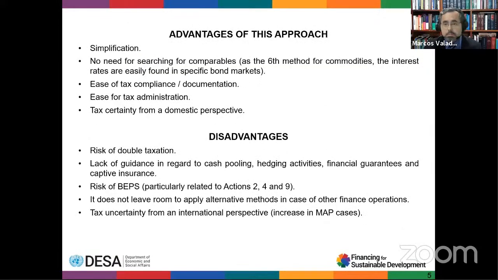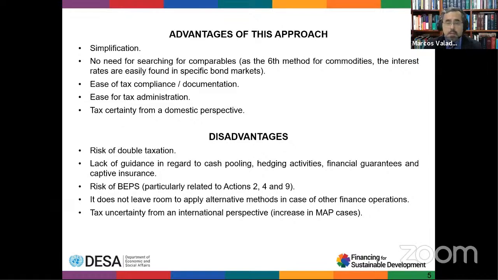Next slide, please. So what are the advantages of this approach, the Brazilian approach for interest and for financial transactions such as international loans, and what are the disadvantages? The most important advantage is the simplification, as I said. No need for comparables. It's like the sixth method for commodities. So you look at the market and you have the basic rate. So just the adjustment depends on whether the Brazilian company is a borrower or a lender.